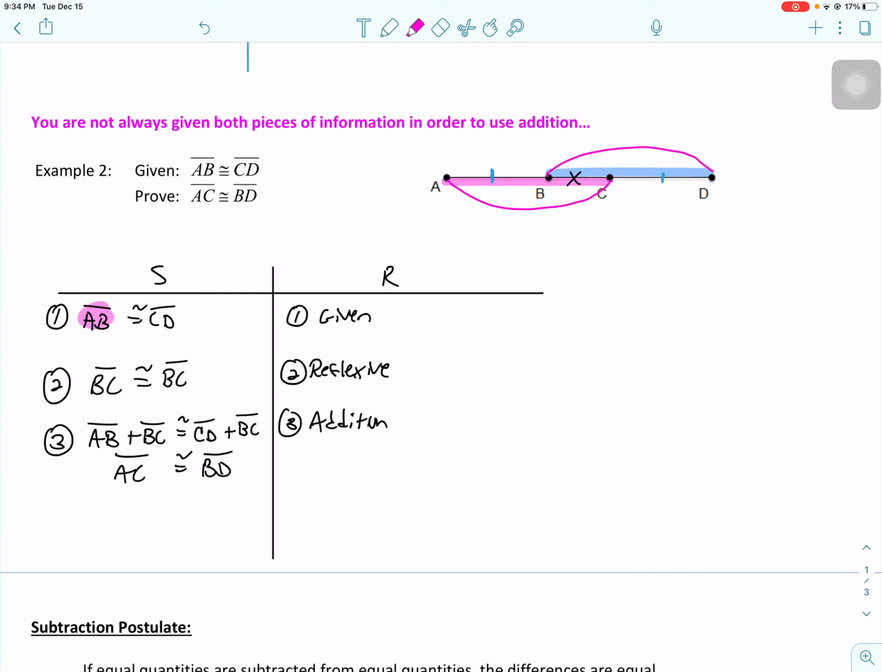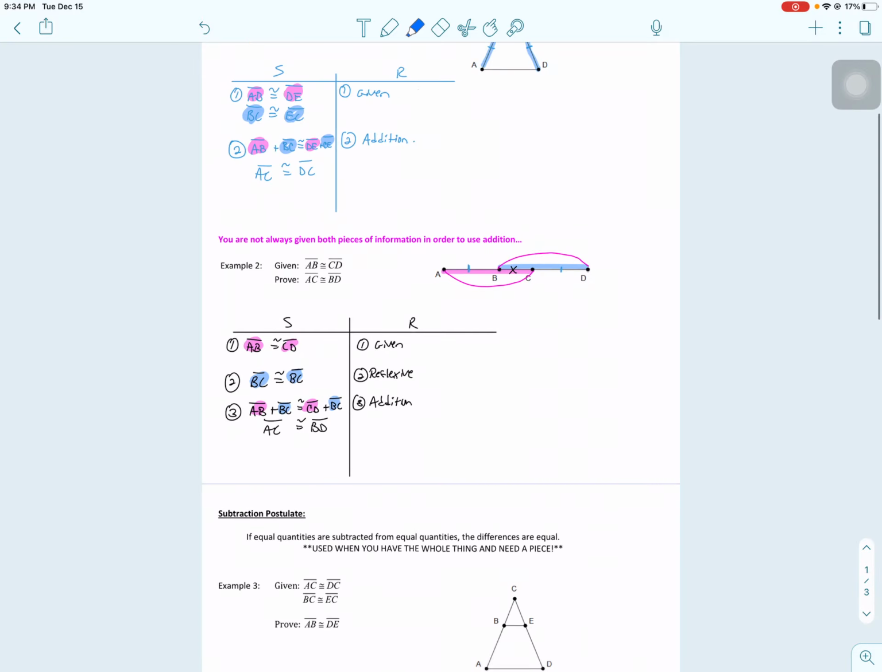Right? Where did the equal parts come from? AB and CD are the same. BC is obviously the same as BC. So pink plus blue will equal pink plus blue. Therefore, the wholes will be equal.